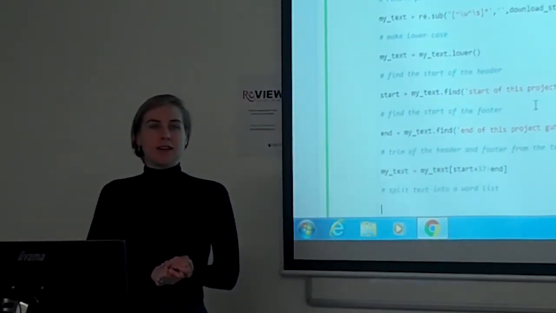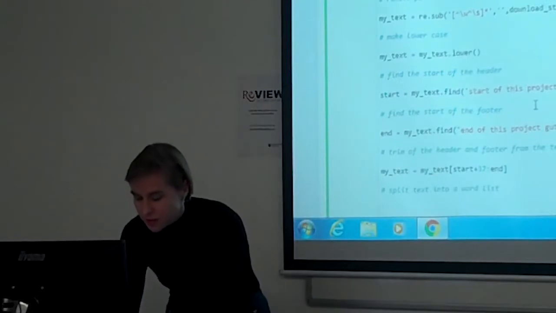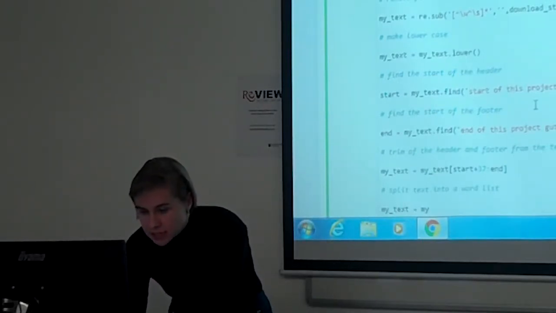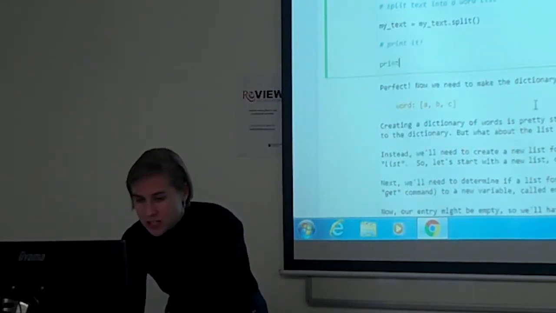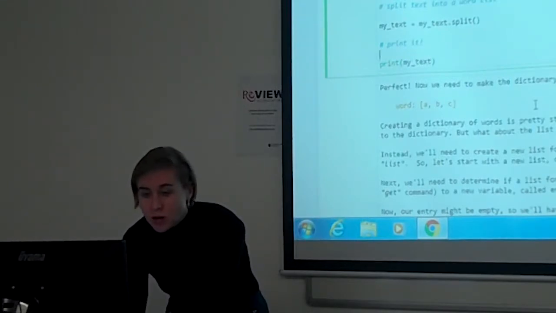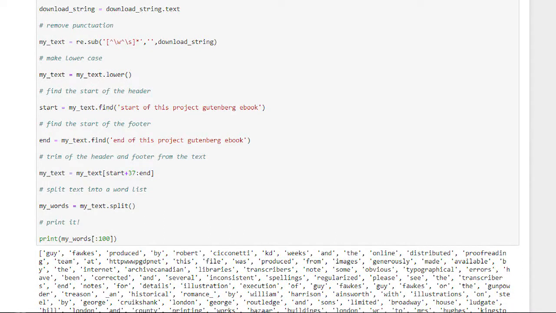Okay, last bit. How do you split it into words? My text equals my text dot split. And as always, I'm going to add a little print function just to make sure it worked properly. Oh, sorry, it's not my text, it's my words, because you want to make it a new list. My words equals my text dot split. And I'll print off the first 100 or so. And there we go.